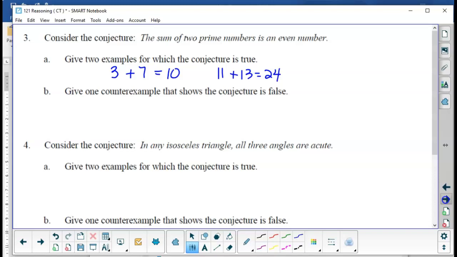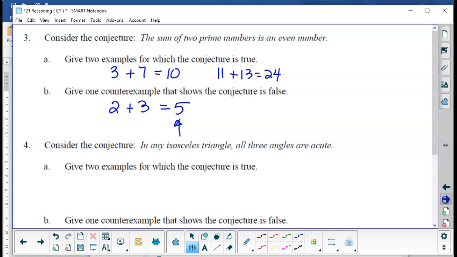Oftentimes when you're asked questions dealing with prime numbers, always remember that 2 is a prime number, and that's very different from all the other prime numbers in that it's the only even prime number. So if I had 2 plus 3, both prime numbers, I get 5. 5 is an odd number. Okay, so that's a counterexample.